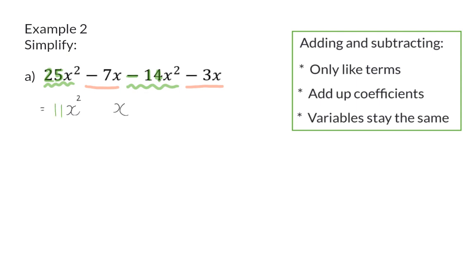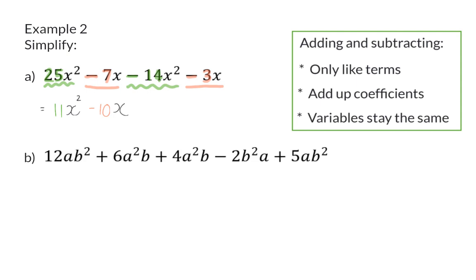And for our x's, we will have the coefficient minus 7 and then minus 3 more. So on my number line, if I am at minus 7 and I move 3 more in the negative direction, I will have minus 10 x's. This will be our final answer because these two terms are not like terms.